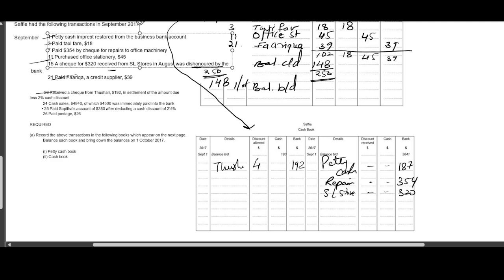Then cash sales is there. Sales happened of 4840, so 4500 you received immediately through the bank, and the remaining 340 you receive through cash. So in the cash column I will write 340, and in the bank column I will write 4500. Then this is done. Then on 25th you paid an amount of 380.